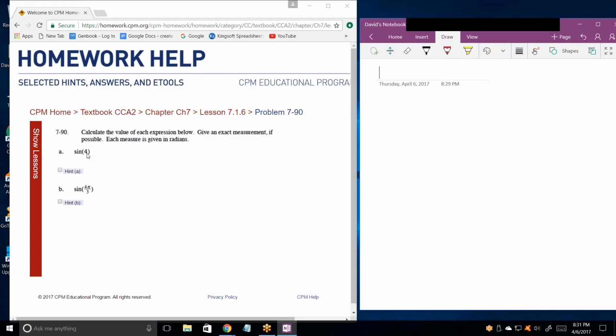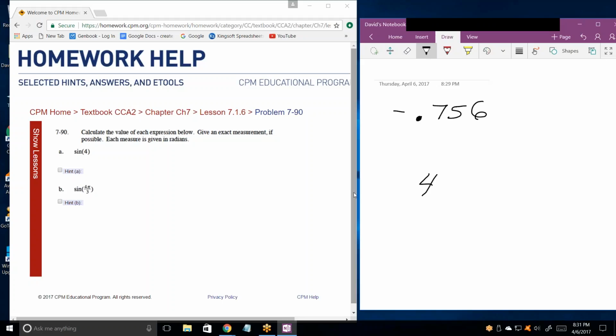put that in your calculator. Is your calculator in radian mode? I can put it in radian mode. Put it in radian mode and take the sine of 4. Negative 0.756. And notice that 4 pi over 3 is in the third quadrant, right?